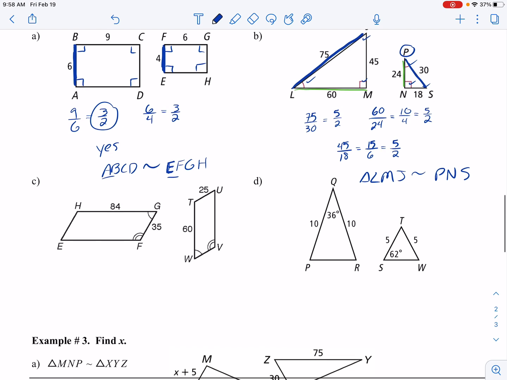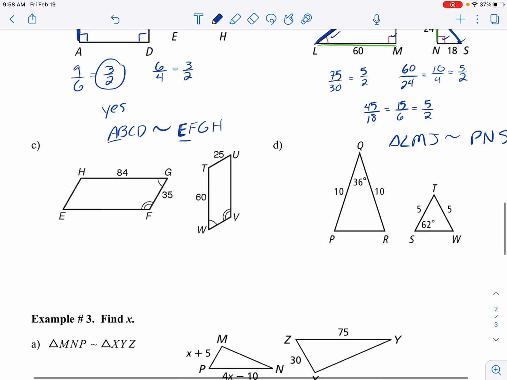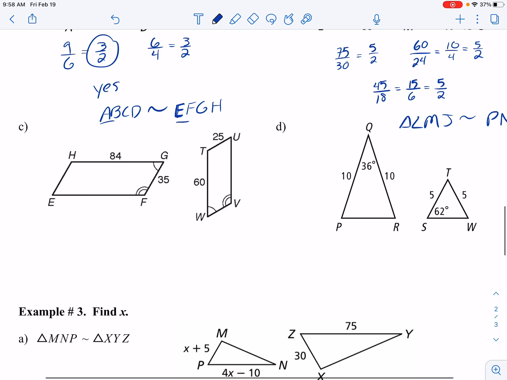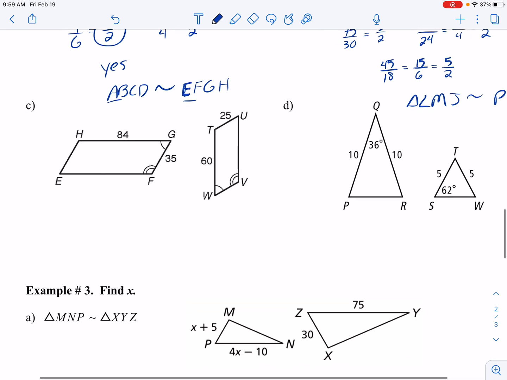All right, you have these last 2 examples to try on your own, starting with C. Determine if they are similar. If they are, what's the similarity ratio? And then write the statement. Go ahead.